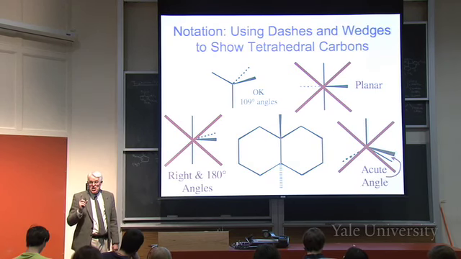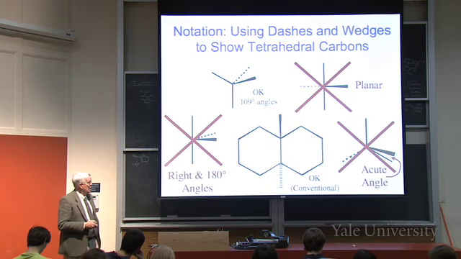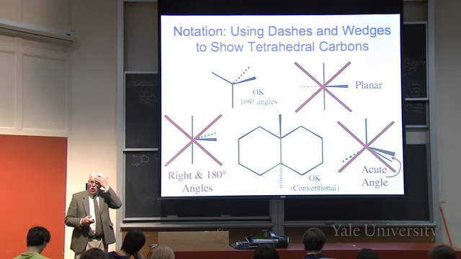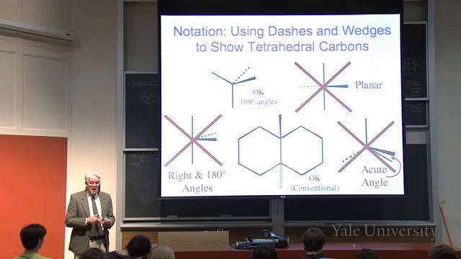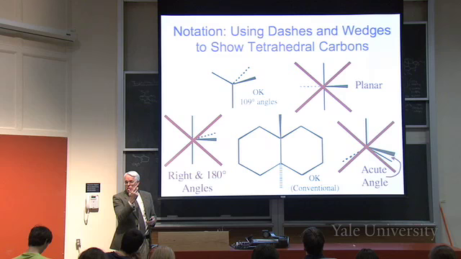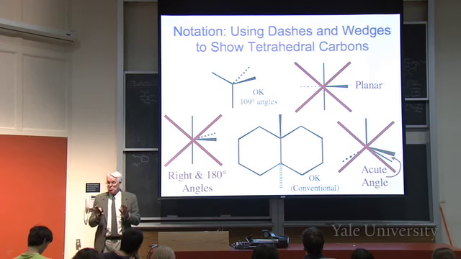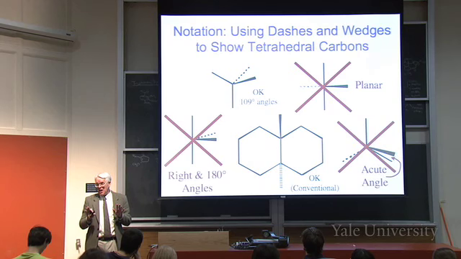But this structure is okay because by convention, it doesn't mean to show the exact angle. It just means to show that it's going relatively out, right? But the solid lines here, this one, this one, this one, the ones that are not wedges and not dashes, could not be in the plane of the board. They'd be 120 degree angles or something like that. They couldn't be 109, right?